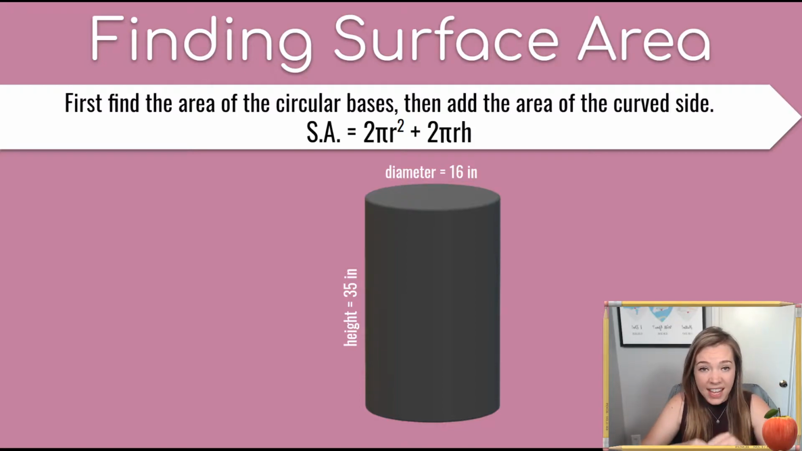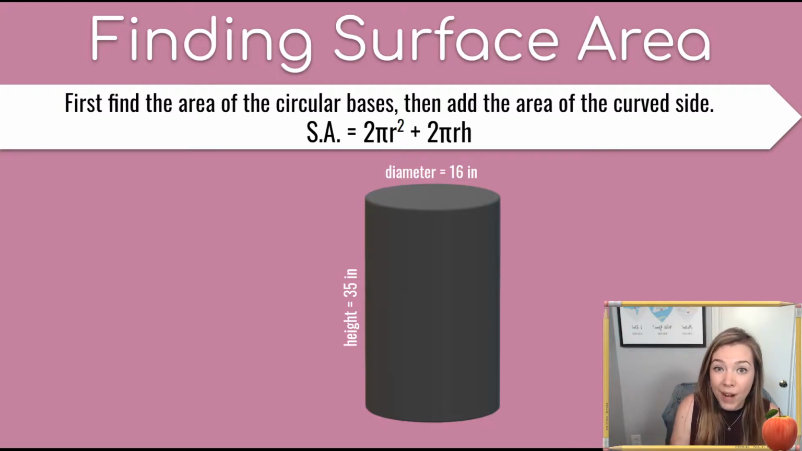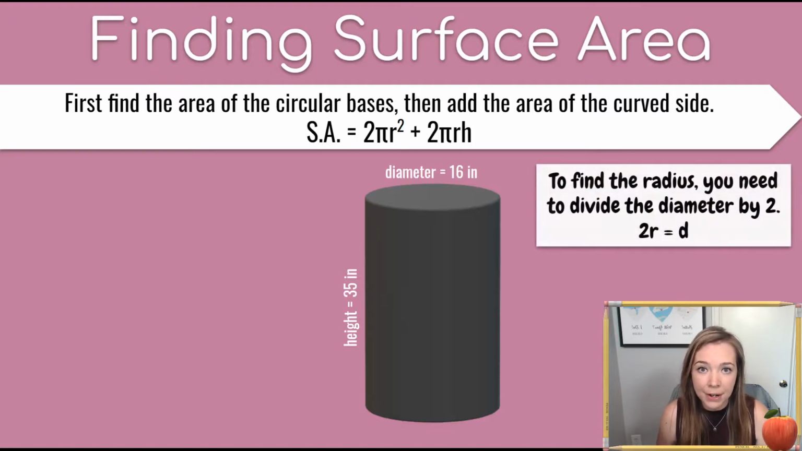The diameter is that whole distance across that circle, from one side of the circle through the center to the other side of the circle. But our surface area formula uses radius. So we've got to do an extra step here, and divide that diameter by 2 to find the radius. 2 radii equal 1 diameter. So I'm going to take my 16 and divide it by 2 to get 8. So for our purposes and our equation, we're not going to use that 16, we're going to use 8 for the radius.